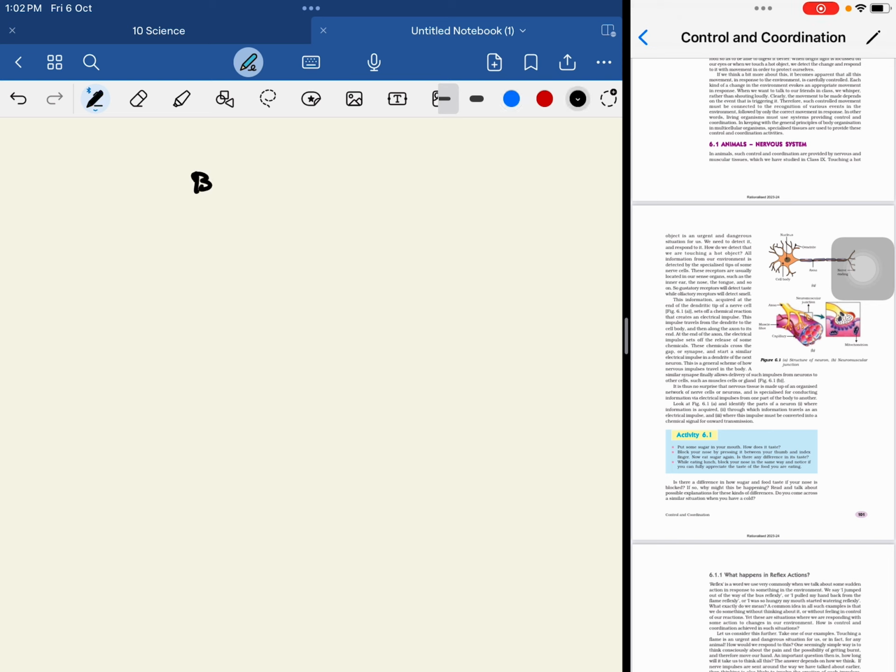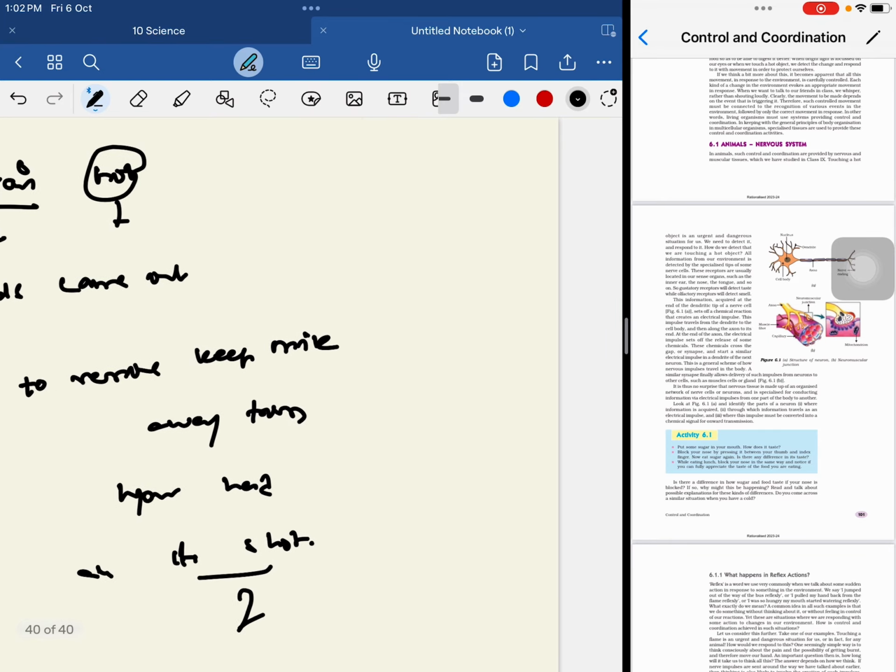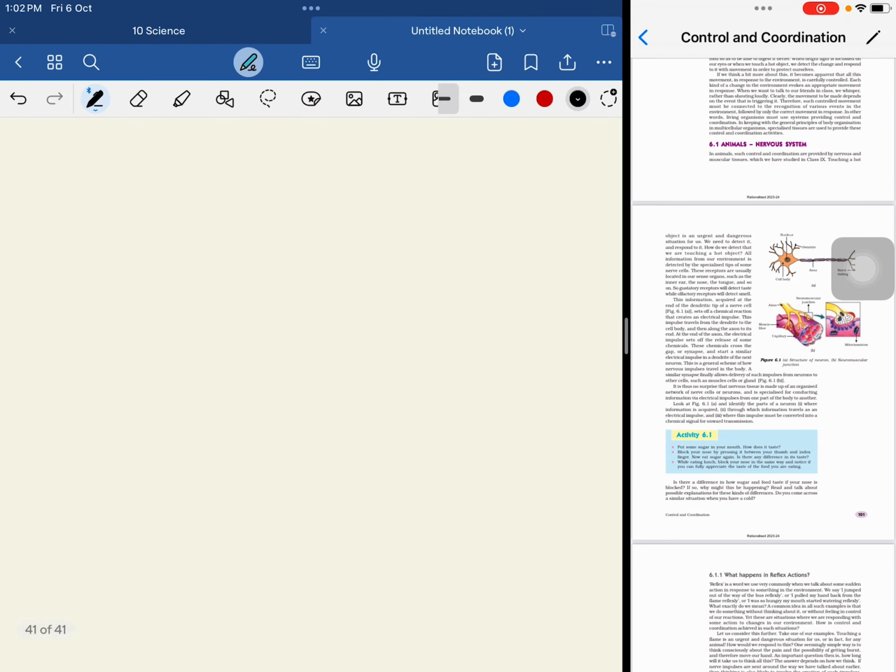After the brain, it reaches the stimulus. The hot coffee stimulated the hand receptor, and it reaches the brain. From the brain, the signals come out to remove or keep the hot milk away from your hand as it is hot. So this is neurotransmission. Next we will see the parts of the brain.